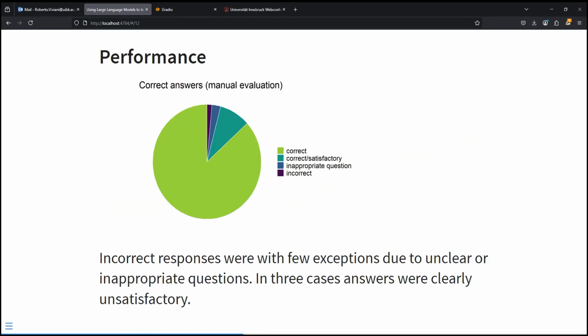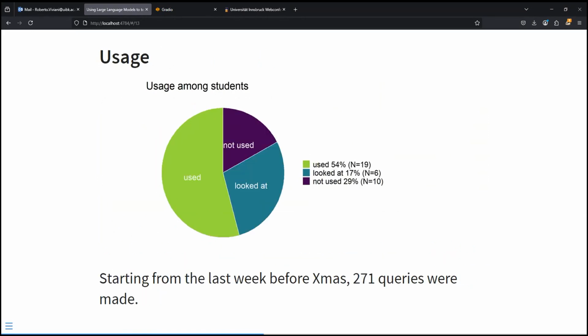So the usage among students: more than half used it. Some people did not use it. The system ran from just before Christmas to the end of January, and they generated 271 queries. There were not so many students in this class, so there were fairly more queries than I thought, actually. But this user statistics turns out to be misleading. We asked them at the end if they used it or not.